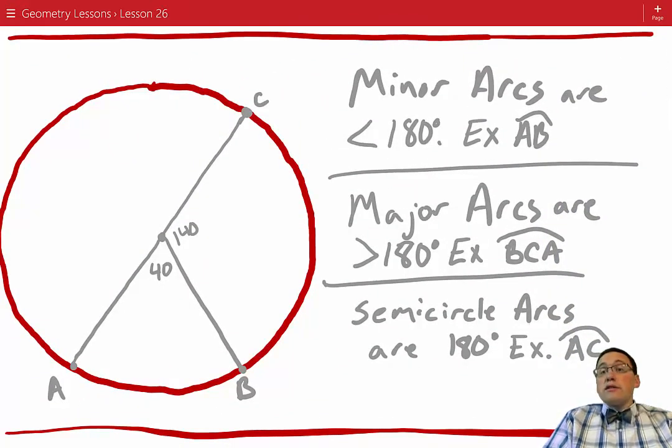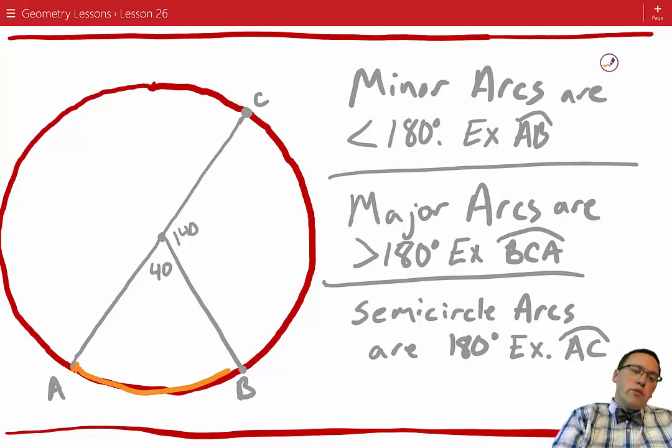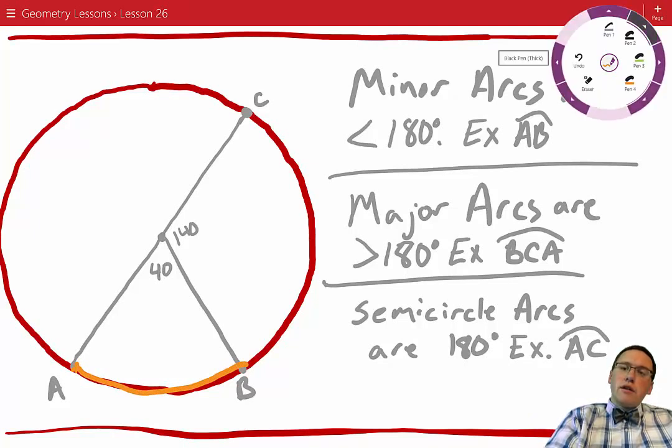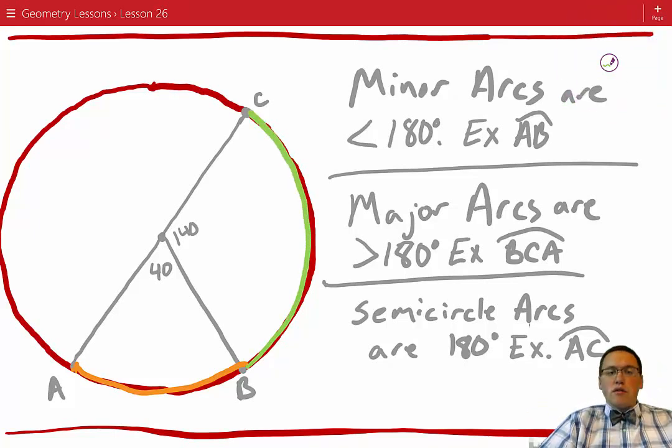There are two kinds of arcs, minor arcs and major arcs. Well, three actually: minor arcs, major arcs, and semicircles. Minor arcs are arcs that are less than 180 degrees. So arc AB would be one minor arc. Arc BC would be another minor arc.